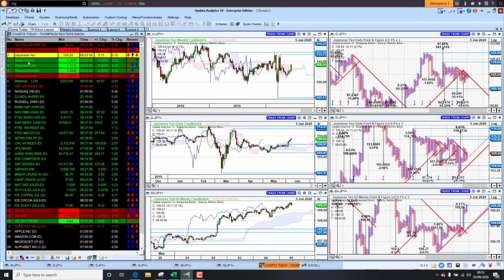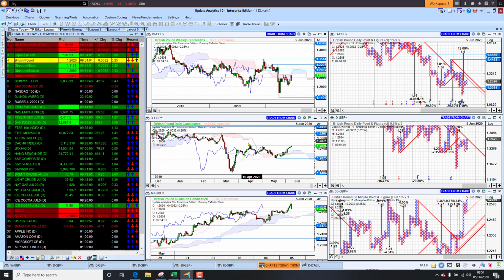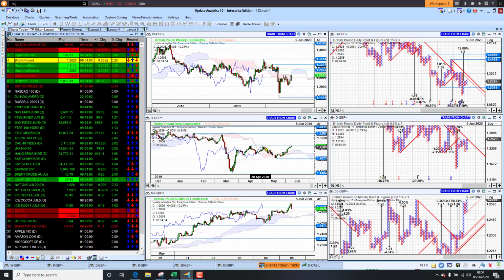Looking at sterling, we're up against the dollar here as well, 126. Just hitting the resistance levels that we saw back in April and May. We're still bearish long term, of course, but medium term starting to see some signs there on that weaker dollar.